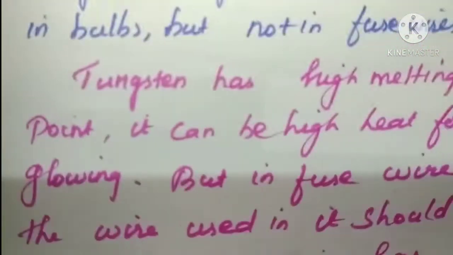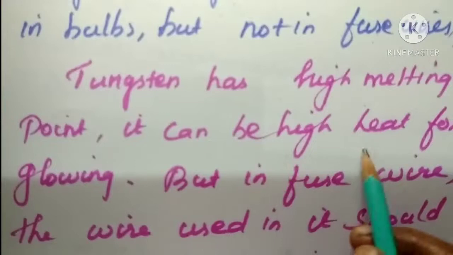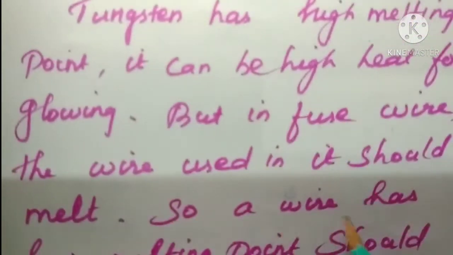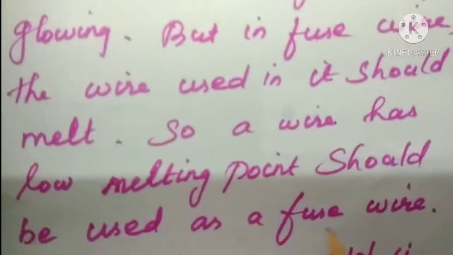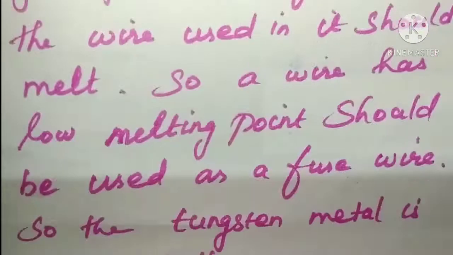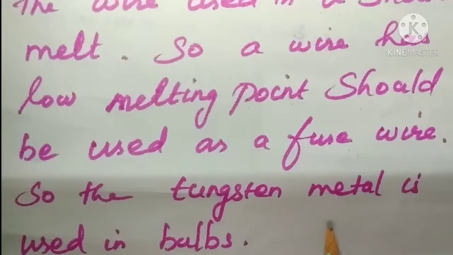Have you written? Tungsten has a high melting point. It can take high heat for glowing. But the wire used in a fuse should melt. So a wire with a low melting point should be used as the fuse wire. So the tungsten metal is used in bulbs, not in the fuse wire.